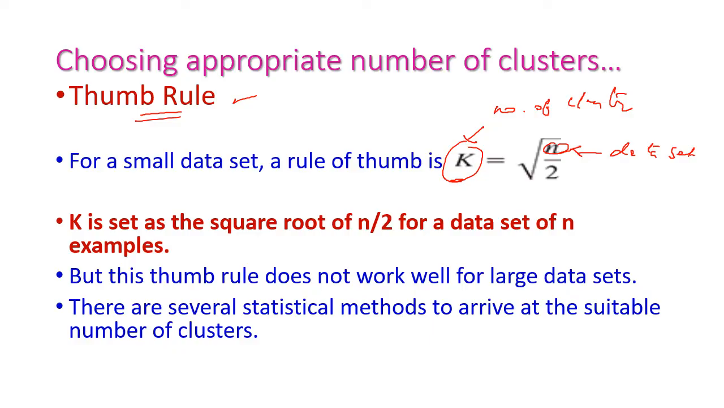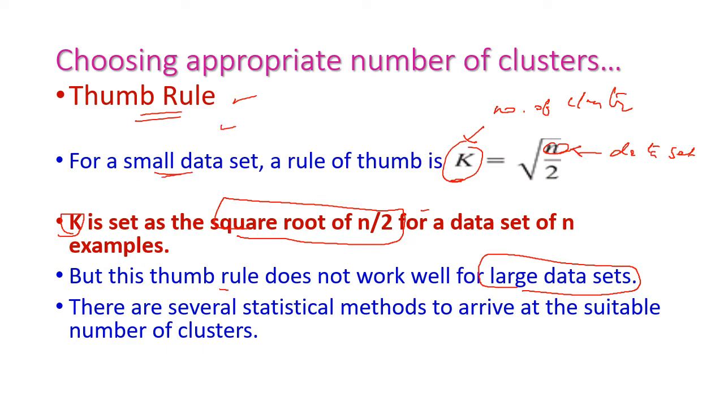N is the number of data points in the data set. So, k is defined based on the square root of n by 2, right? But this thumb rule does not work for large data sets. The thumb rule is applicable only for small data sets. Okay, what is the thumb rule? K equal to root of n by 2. Here k is the number of clusters and n is the number of data points, right?